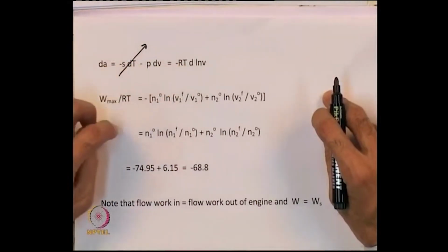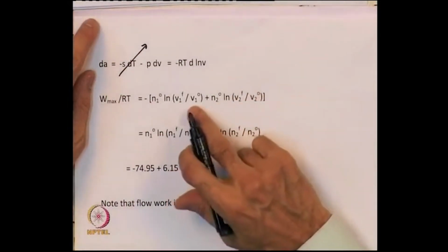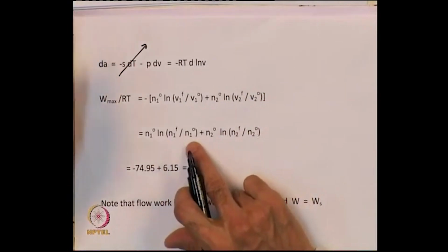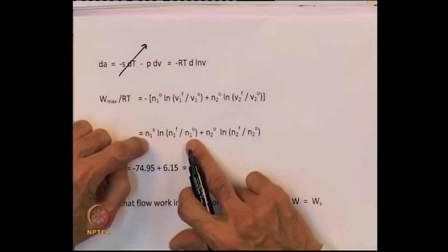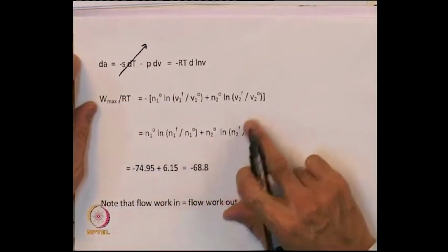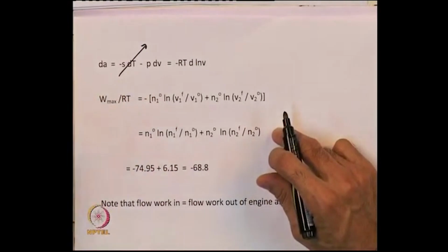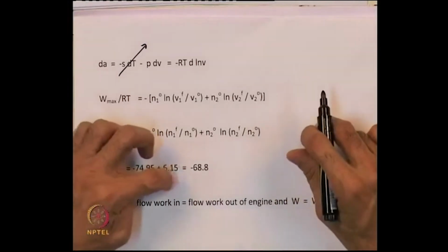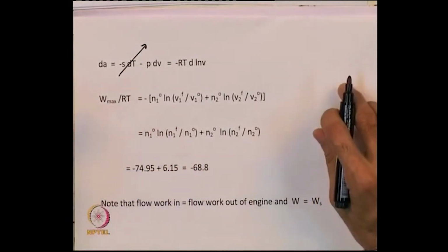There is a minus sign here which I have carried over, and then since V1 is constant, V1f by V10 is the same as N1f by N10 to the power minus 1. So, the minus sign can be removed, you get N10 log of N1f by N10 plus N20 log of N2f by N20. So, this gives you a minus 74.95, which represents the work done by the system in the compressed air expanding from N10 at 10 bar to 1.75 bar. N20 being compressed requires work of 6.15. So, the net work required is minus 68.8.